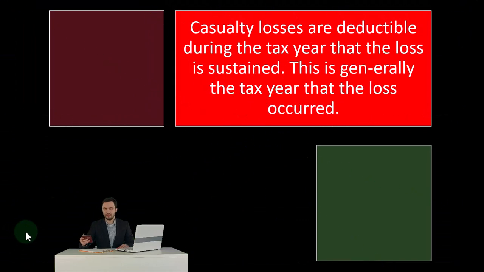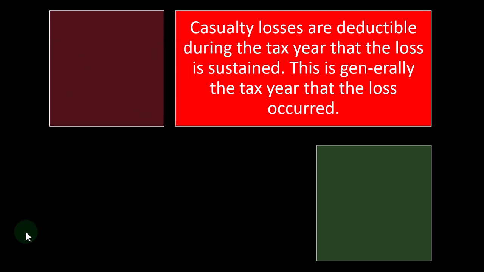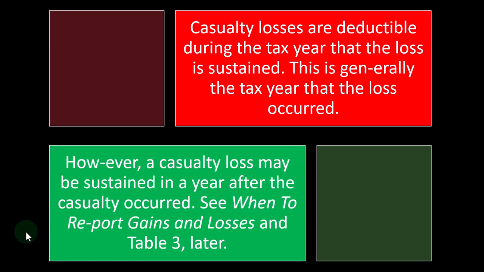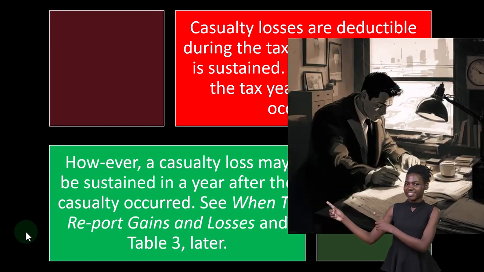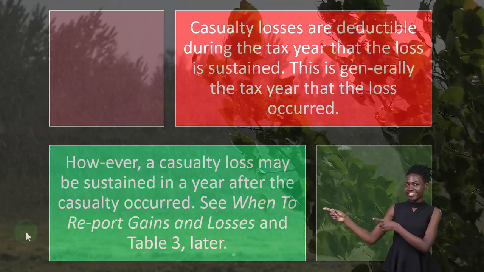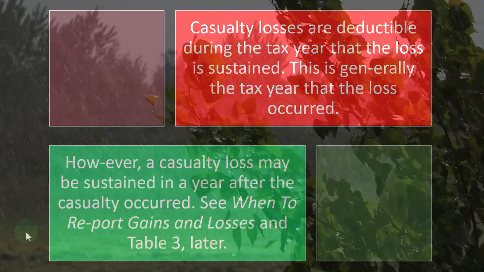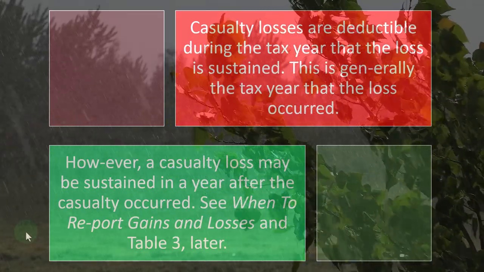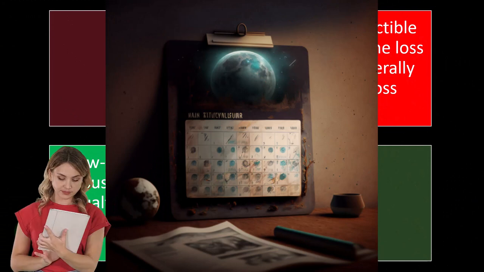Casualty losses are deductible during the tax year that the loss is sustained. This is generally the tax year that the loss occurred. So in general, you would think that you would be able to get the deduction when the casualty happened. We may see some exceptions with federally declared disasters, for example, where you might have some capacity to pick between 2 years of taking the loss here, but you would think the normal rule would be that you take the loss in the year that it occurred.